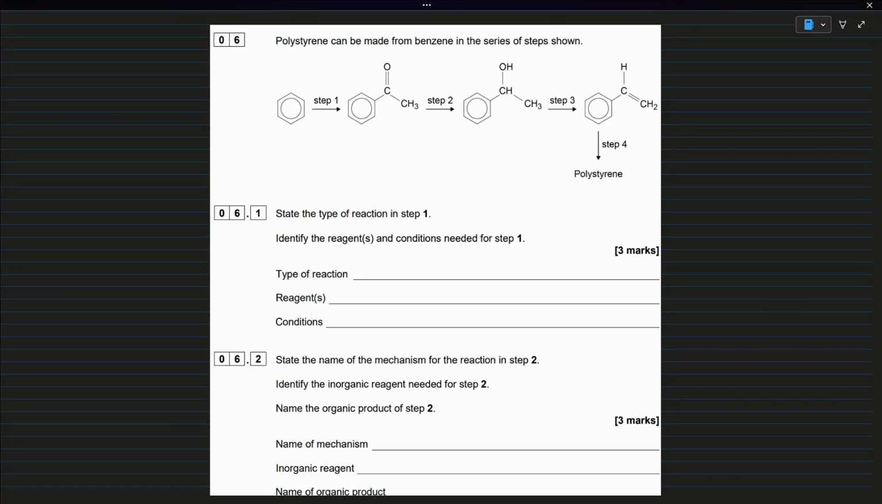So we've got an organic pathway showing us how we can make polystyrene from benzene. First question wants us to state the reaction in step 1, and it wants us to identify the reagents and conditions needed for this step. So as we can see, we've got this addition of the C double bond O to the CH3 added onto the benzene. So let's think about what could cause this.